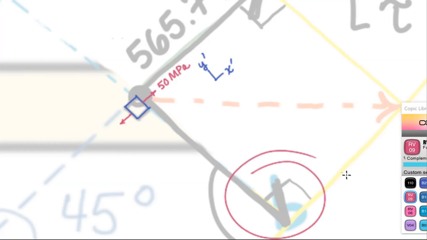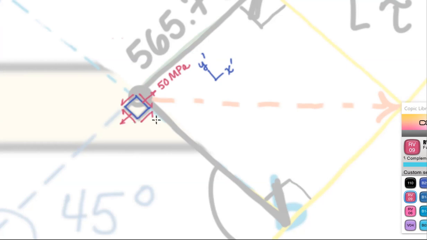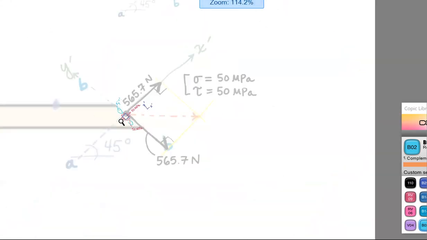And here is that shearing force. And that is 50 megapascals of shearing stress. And what are we missing here? So this analysis will not give us sigma y prime. We don't know it from this analysis. What we can do is combine our two analyses.